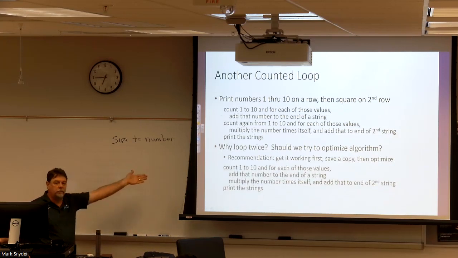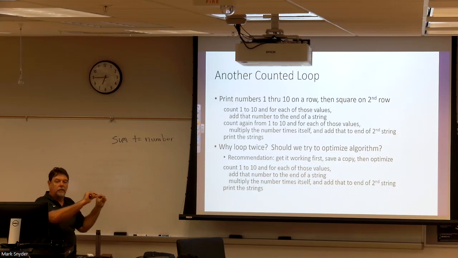So here's another equivalent way of doing this. I have one loop where I count from 1 to 10, and for each of those values, add the number to the end of the string, and right then, add the square to the end of another string. That works too. I don't have to have two separate loops. I don't have to loop twice. Maybe it saves me a line of code. And then when that loop finishes, print the strings.